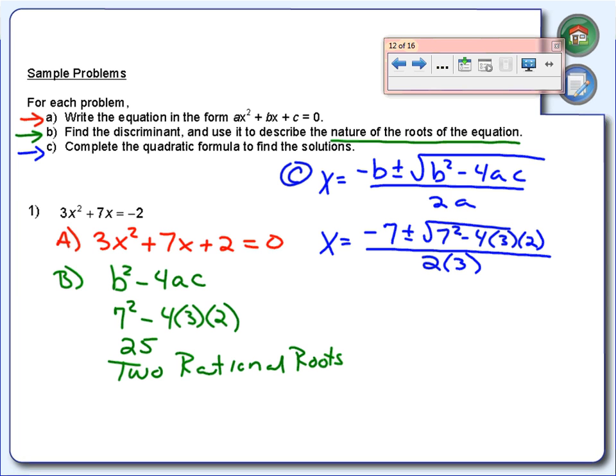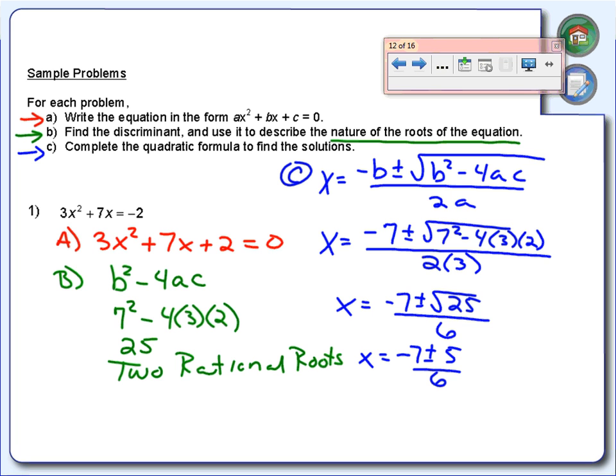So let's start doing the work here. Negative 7 plus and minus. Now, guys, you've actually already done this part underneath the square root. That was our discriminant. And what number did we come up with? 25. So you don't need to do it again. We've already done it. 2 times 3 is a 6. Notice that we can take the square root of 25. The square root of 25 is 5. So here's what I'm looking at so far. Now remember, we're going to have 2 rational roots.